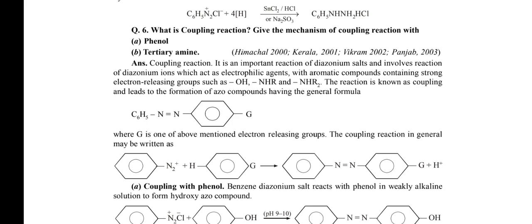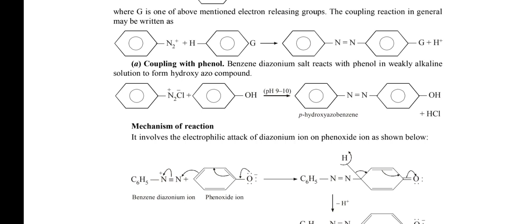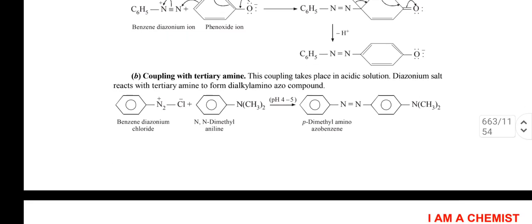A. Coupling reaction with phenol. Benzene diazonium salt reacts with phenol in weakly alkaline solution, in the pH range from 9 to 10, to form a hydroxyazo compound. N2+Cl- plus phenol gives para-hydroxyazobenzene. The mechanism of the reaction involves the electrophilic attack of the diazonium ion on the phenoxide ion as shown below. Coupling reaction with tertiary amine.